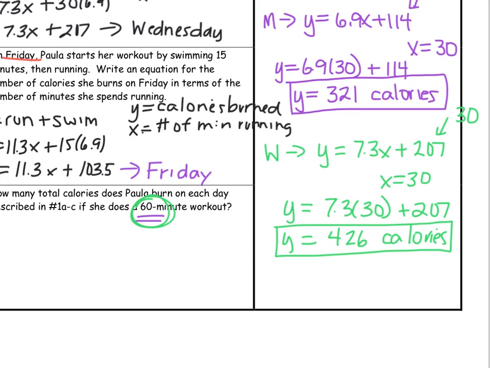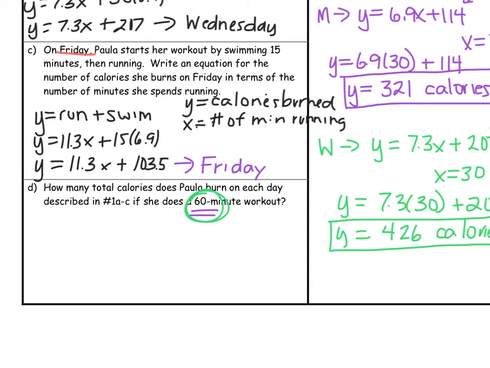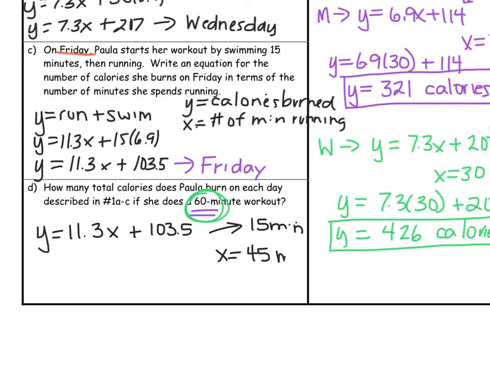So the last one we need to take a look at is Friday. And Friday is right here, so I'm not going to rewrite it again. So here's our formula for Friday: 11.3 per minute for running, plus 103 calories for 15 minutes of swimming. That means our x has to be 45 minutes for running. So we're going to plug in 45 for x and then calculate the total calories burned on Friday, and that would be 612 calories.